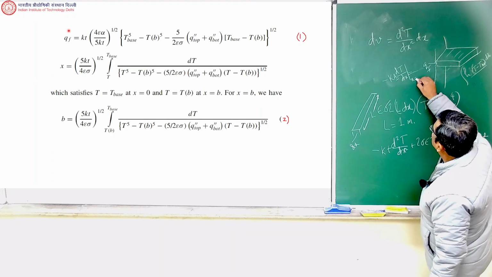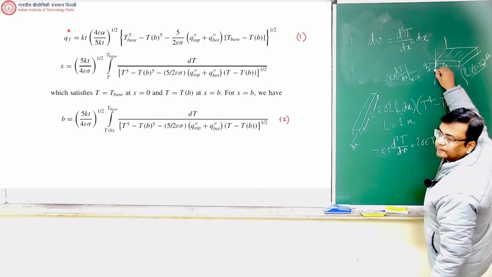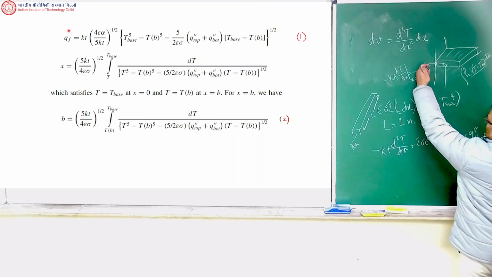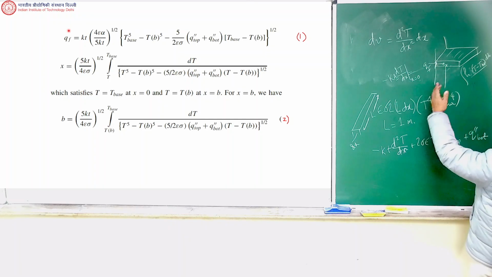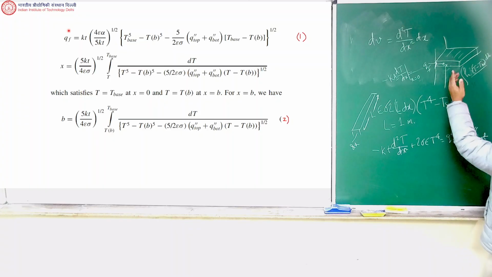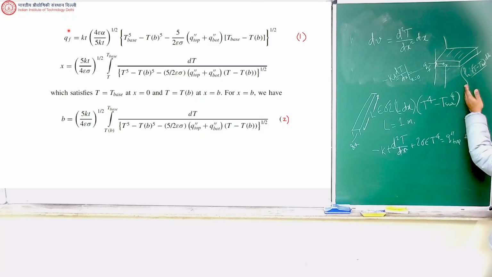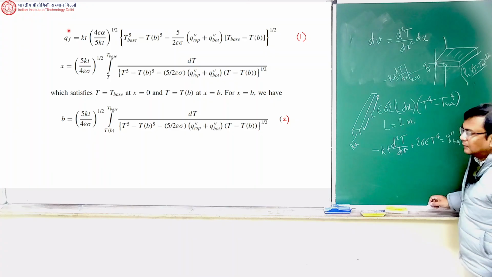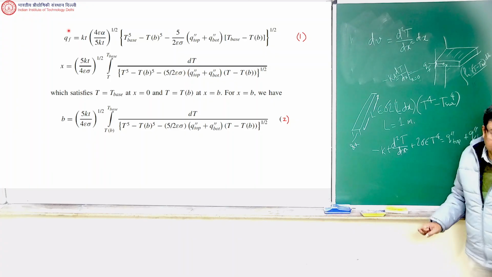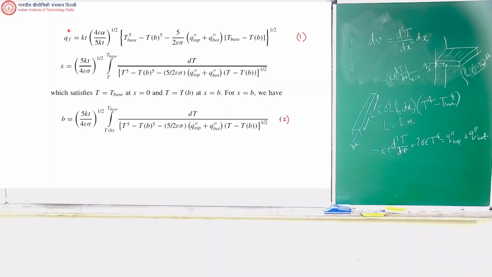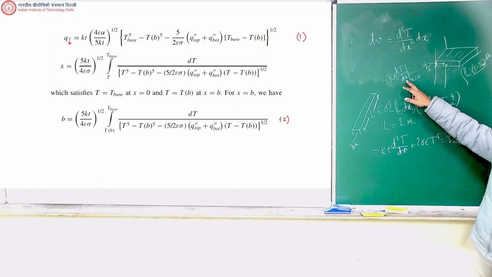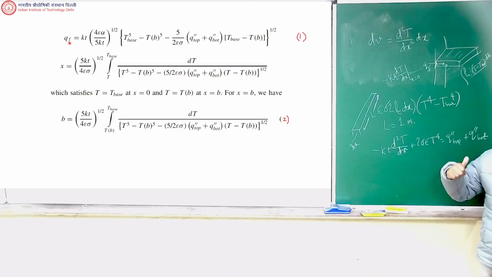dT/dx at x equal to 0. X is measured from here. Whatever is going in through conduction at the base, that same thing gets dissipated by convection from the sides, from the top, from the bottom, from the tip also. All right, so that's the heat transfer. We got this expression for QF because we already had an expression for dT/dx on the previous slide, and we use that dT/dx here to get the QF expression, marked 1 on the slide.